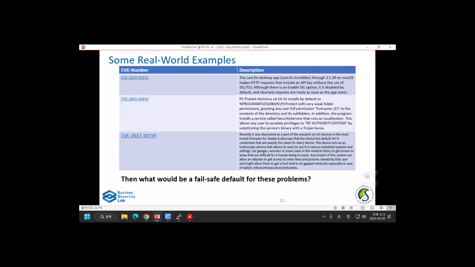So you can look up these vulnerabilities. This is usually what it looks like in the description tab. In this case, SSL/TLS is not used, so people could eavesdrop on this communication.